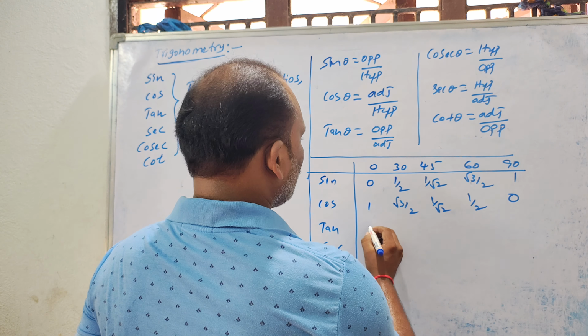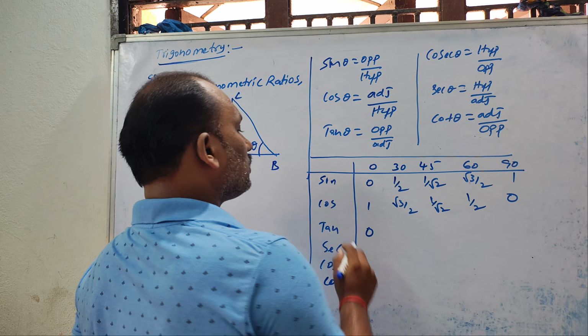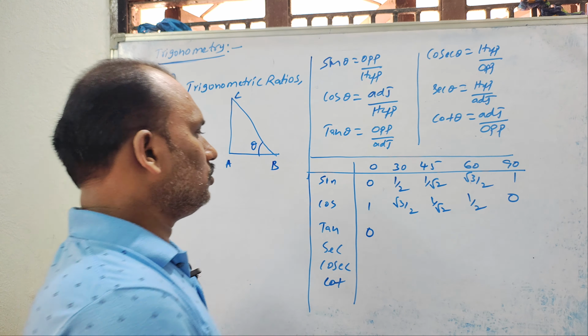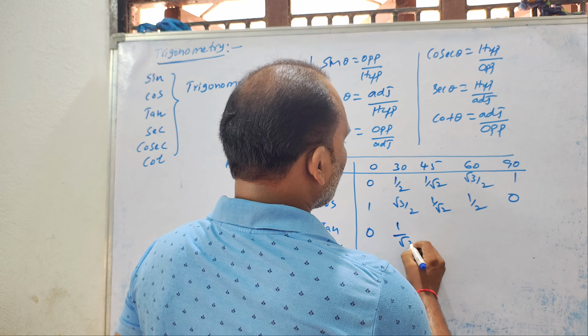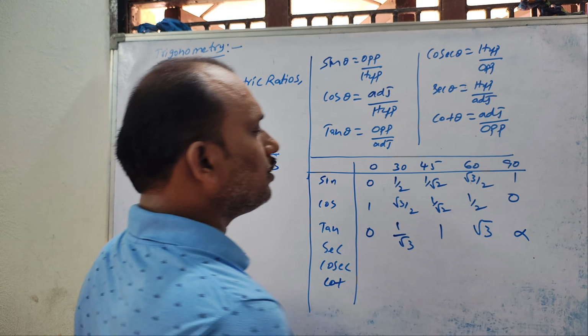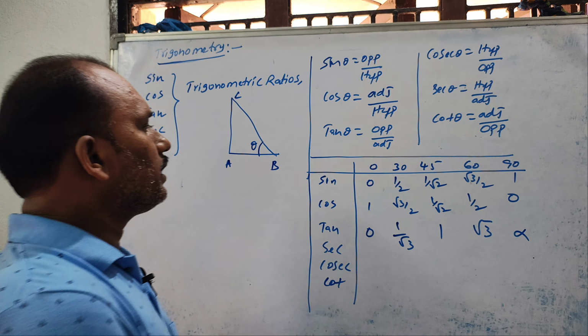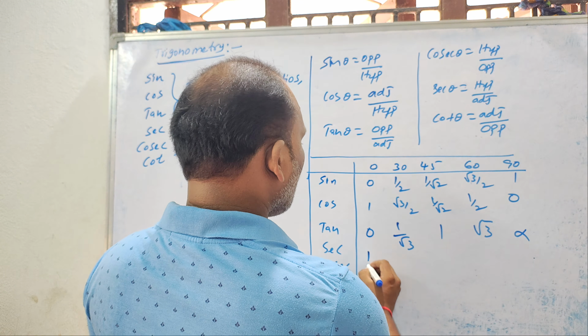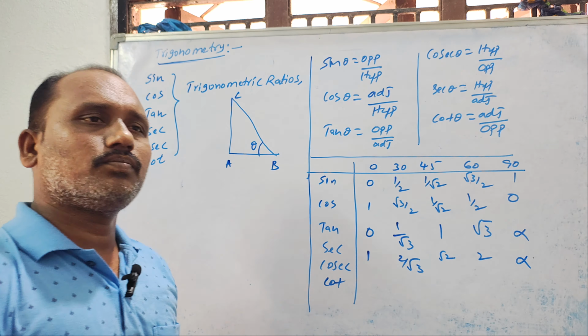Same like this, tan 0 is 0 by 1, 0 only. Why? Because tan means sin by cos. Tan 30 is 1 by root 3, tan 45 is 1, tan 60 is root 3, tan 90 is 1 by 0, which means infinity. Next, secant. Secant means the reverse of cos: 1, 2 by root 3, root 2, 2, and 1 by 0 means infinity.